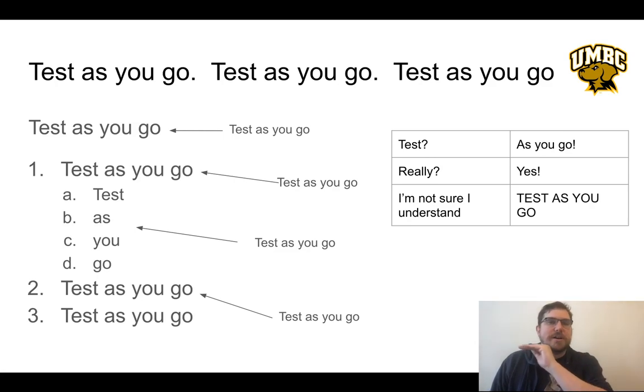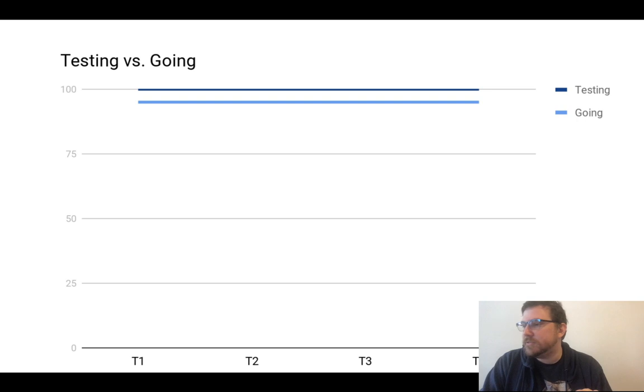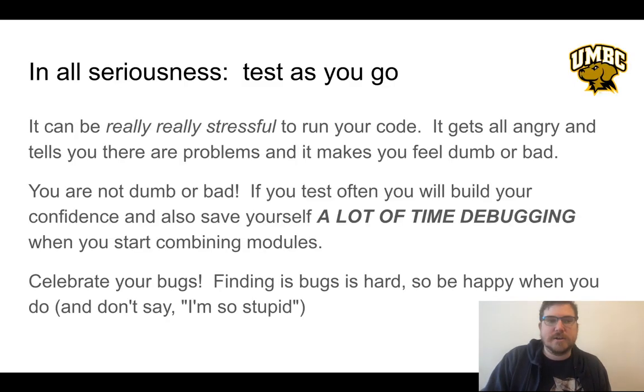If you disregard every other bit of advice about being a student or a programmer or whatever, if you only take one bit of advice from me, it's test as you go. So here's a graph, for those of you who are wondering how much testing there should be over time: there should always be a bit more testing than going. Just seriously, I can't ring this bell loud enough. Test as you go, please.